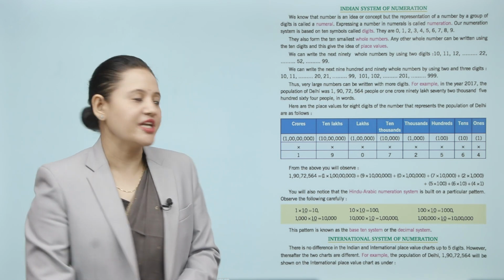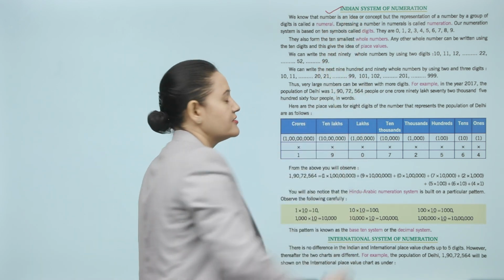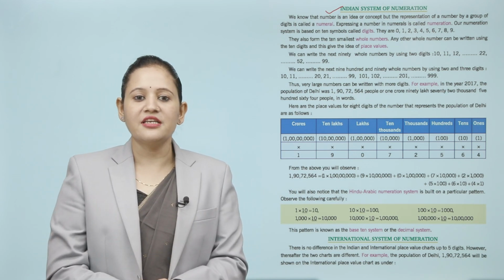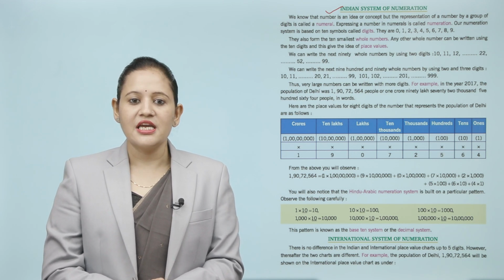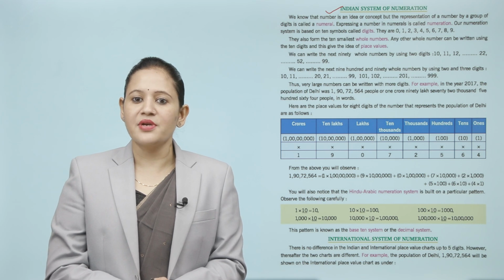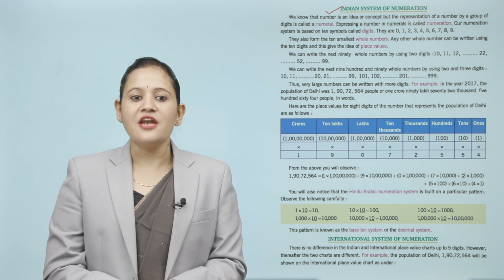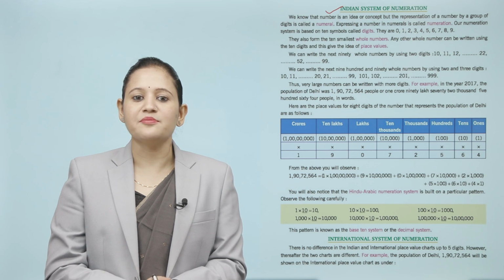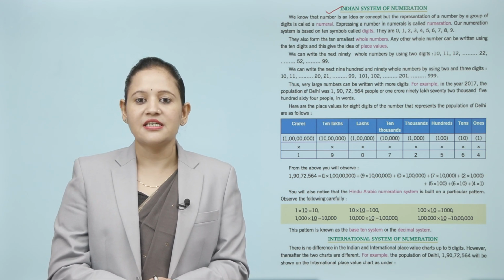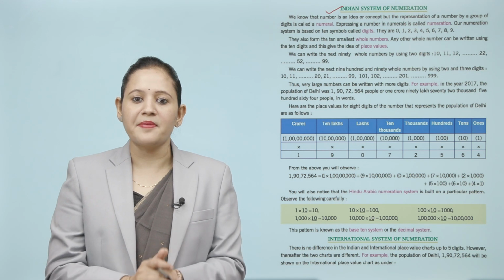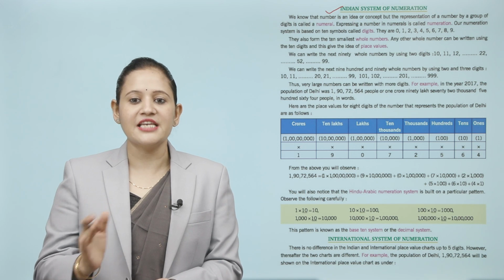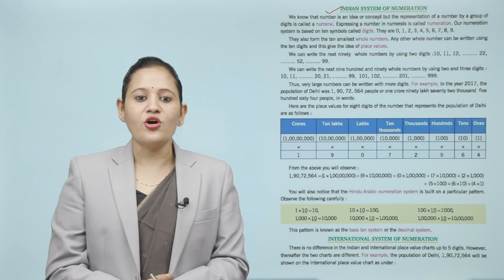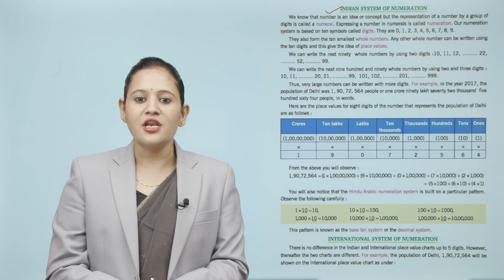Indian system of numeration. We know that a number is an idea or concept, but the representation of a number by a group of digits is called a numeral. Expressing the number in numerals is called numeration. Our numeration system is based on 10 symbolic digits. हमारा जो नंबर सिस्टम है वो 10 सिंबल पे बेस्ड है. They are 0, 1, 2, 3, 4, 5, 6, 7, 8, 9. All these are digits. They also form the 10 smallest whole numbers.